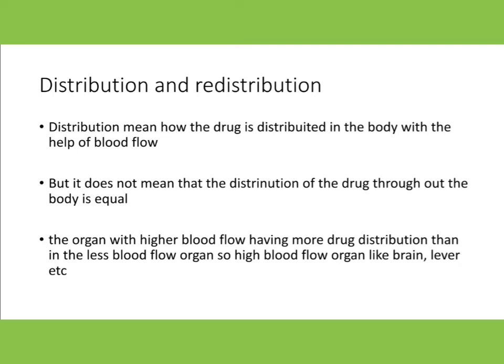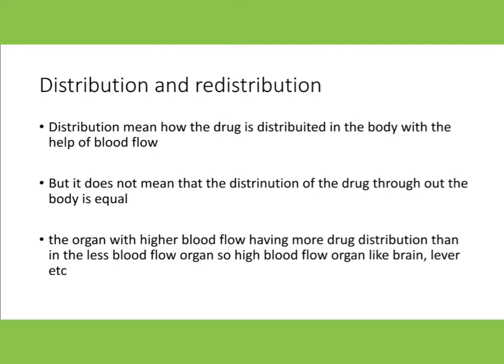Now let's move to the next slide, distribution and redistribution. What does distribution actually mean? Distribution means to distribute something, here the distribution of the drug in the body. It means how the drug is distributed in the body with the help of blood flow, but it doesn't mean that the distribution of the drug throughout the body is equal, because not every organ in our body has the same amount of blood flow. Some organs have more blood flow than others, like the brain and liver. Those organs have more blood supply than other organs.